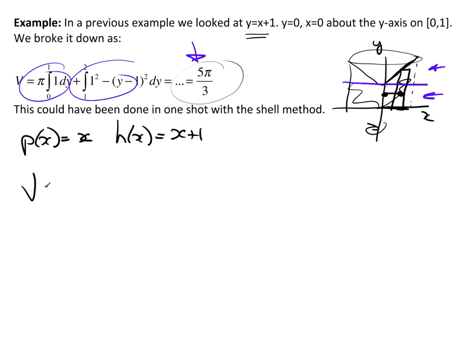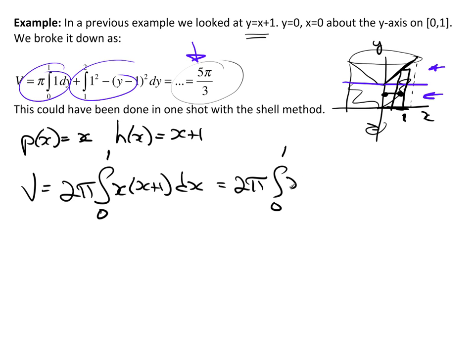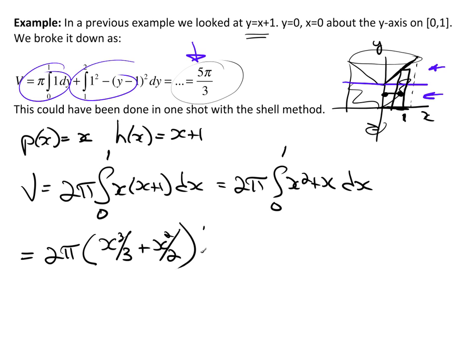So that means that my volume equals 2 pi times the integral from 0 to, this came out to 1, from 0 to 1 of x times x plus 1 dx, which is just going to be 2 pi times the integral from 0 to 1 of x squared plus x dx. So that's going to be 2 pi times x cubed over 3 plus x squared over 2, evaluated from 0 to 1.